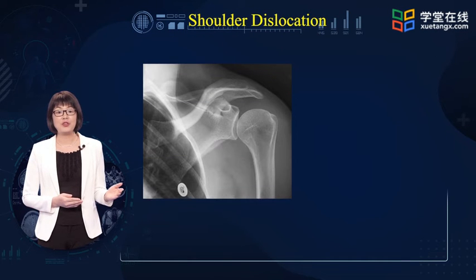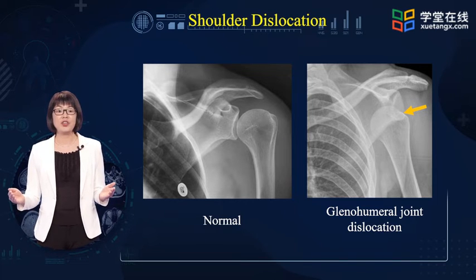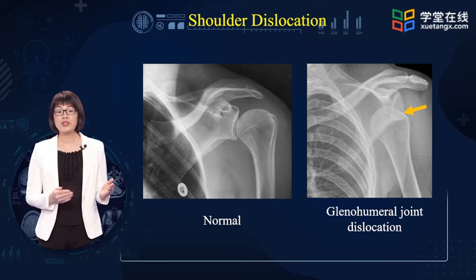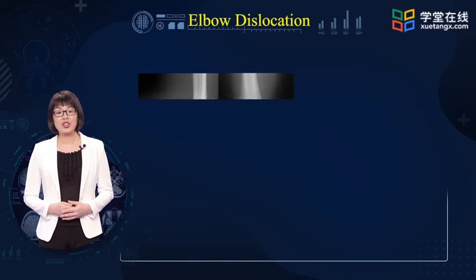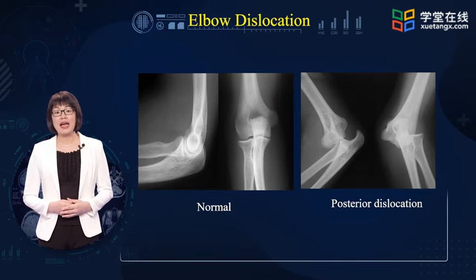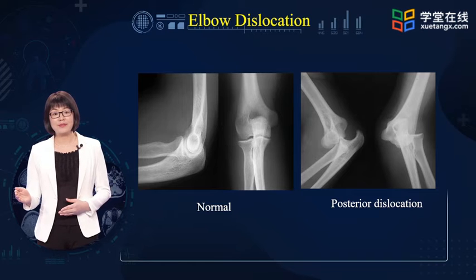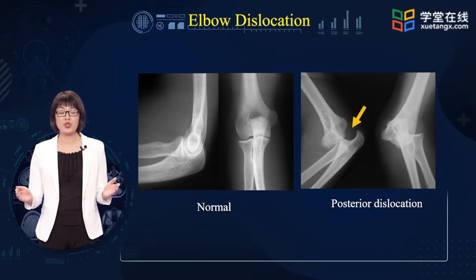The image on your left is a normal shoulder joint, and the right one shows shoulder dislocation, more accurately termed a glenohumeral joint dislocation, which involves separation of the humeral head from the glenoid of the scapula at the glenohumeral joint. Elbow dislocation is the second most common large joint dislocation in adults and the most common in children. The left image is the normal joint. The lateral and AP view plain film on your right shows posterior dislocation of the elbow.